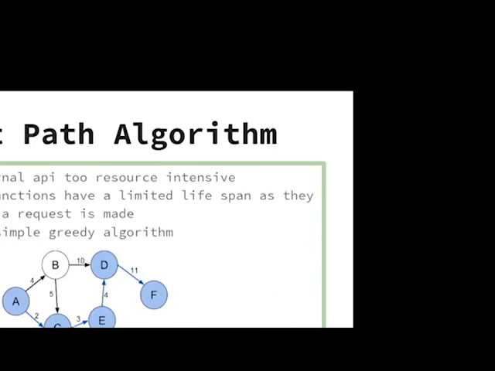The challenge that we faced as a team was the shortest path algorithm for the items that are added to a cart and showing the individual customer where they are in the store. Initially, we planned to use an external API, but this proved to be too resource extensive. This is because Google Cloud Functions have a limited lifespan as they are spun up when the request is made and die after a certain period of time. As a result, we were required to implement a simple greedy algorithm. While it does not always provide the most optimal solution, it will always provide a solution for our customers.